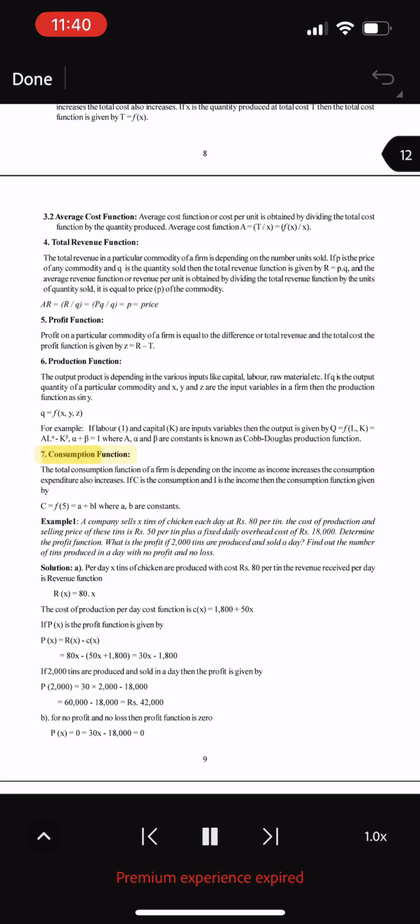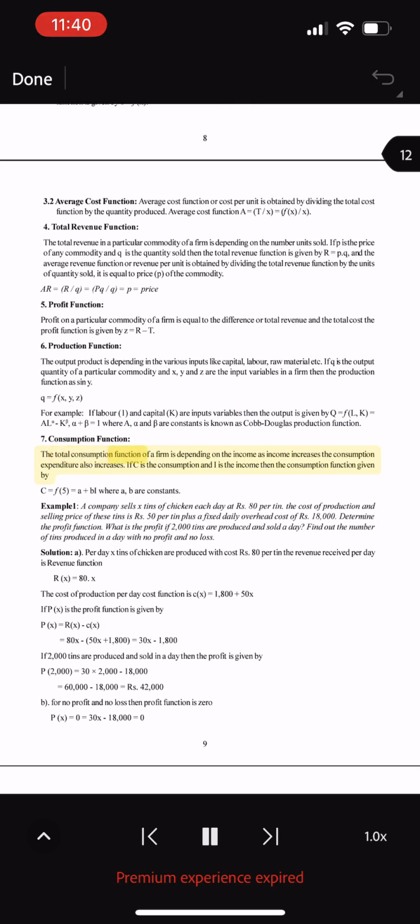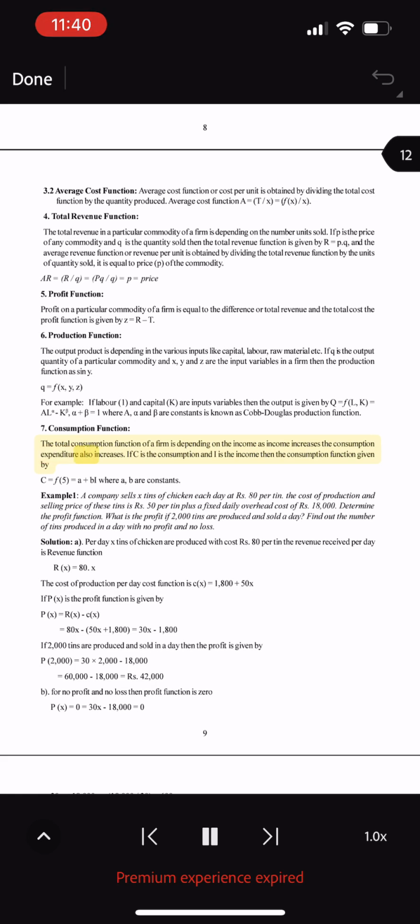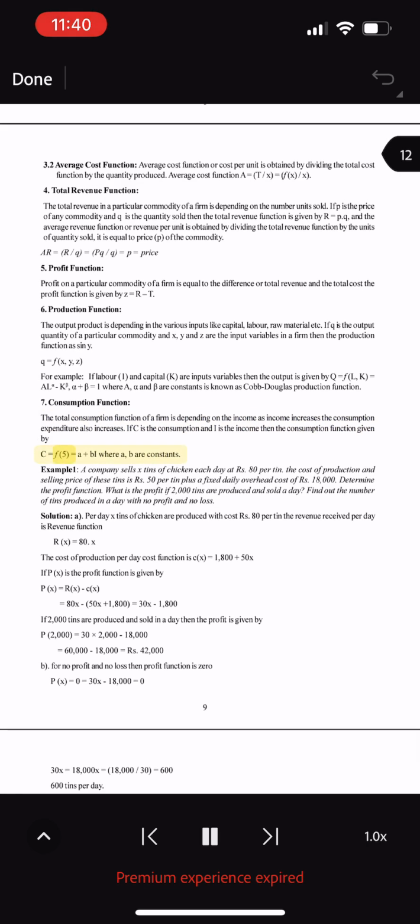7. Consumption function. The total consumption function of a firm depends on the income. As income increases, the consumption expenditure also increases. If C is the consumption and I is the income, then the consumption function is given by C = f(I) = A + BI, where A, B are constants.